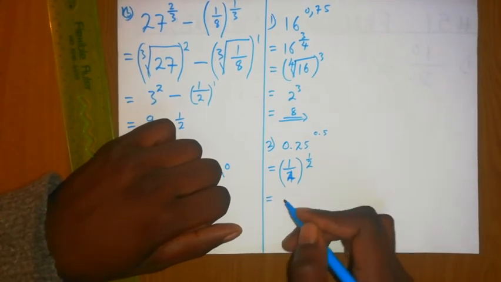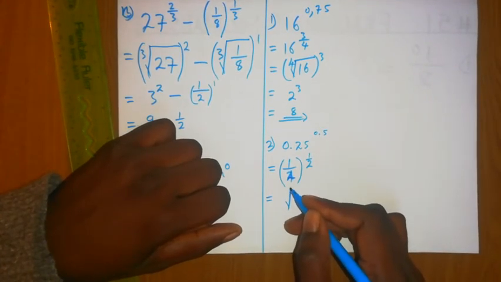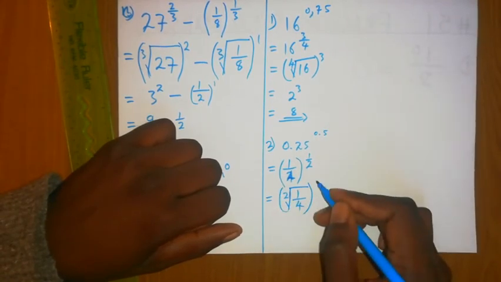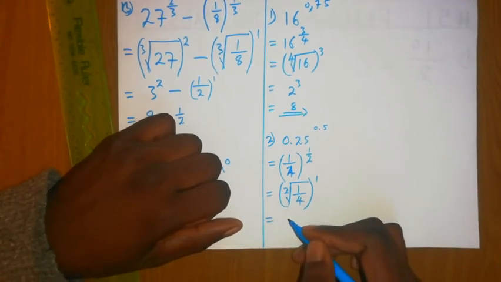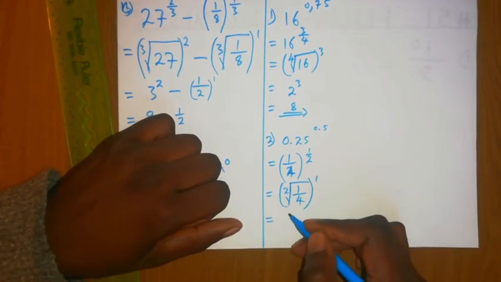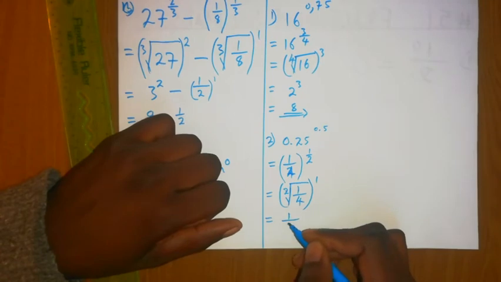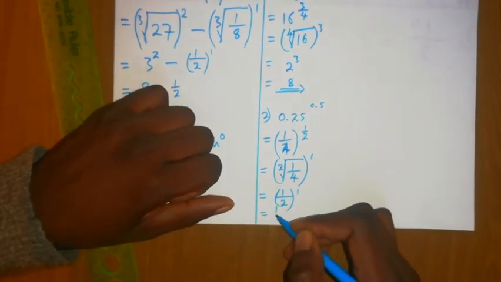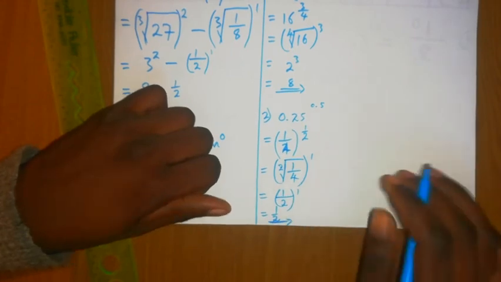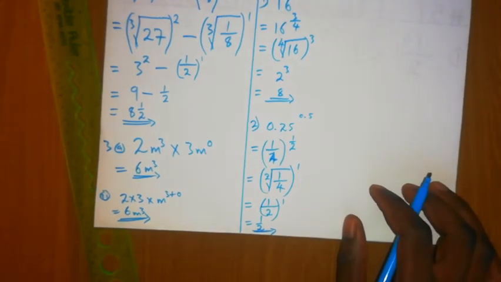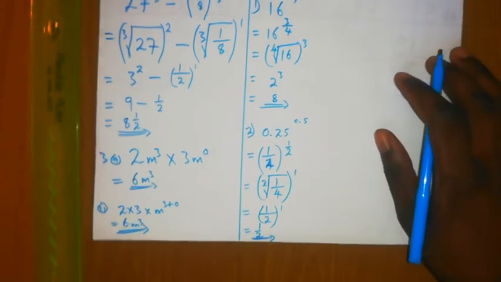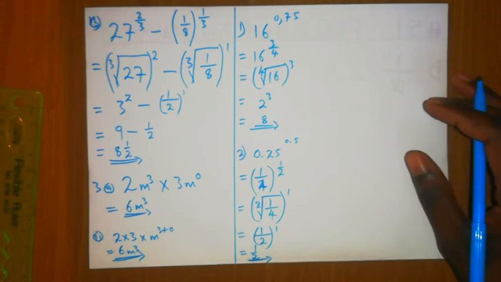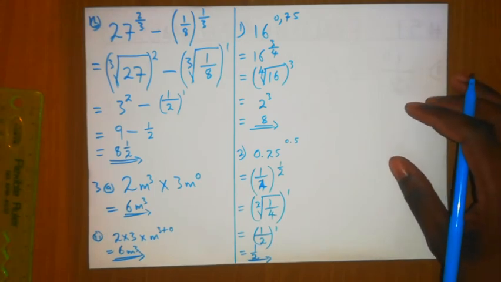Then I'm going to apply my basic laws of indices. That's a quarter, then second root, to the power of 1, that's equal to the second root of 1 over the second root of 4, that's 2 to the power of 1. So my final answer is going to be equal to a half. So these are the basic laws of indices, and these are what we call harder indices.